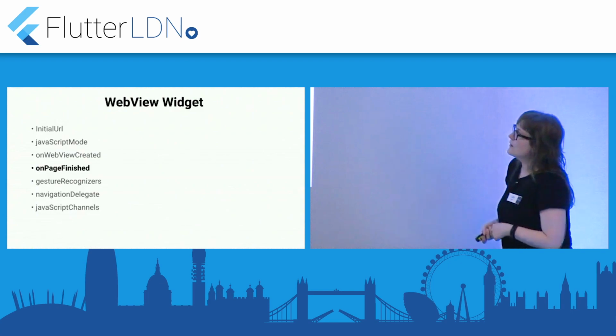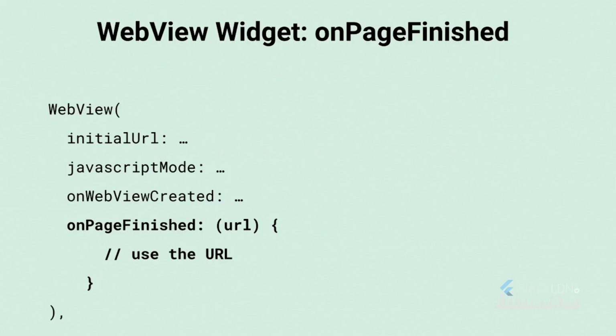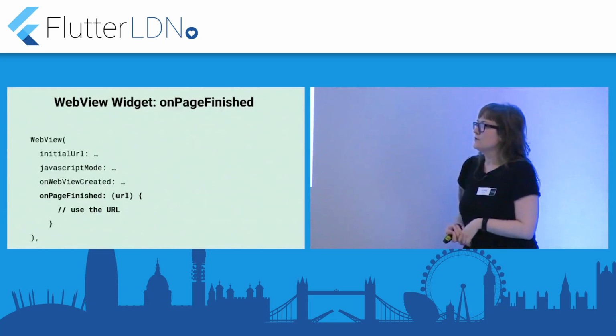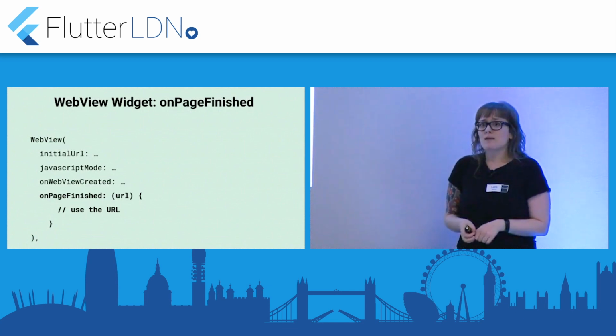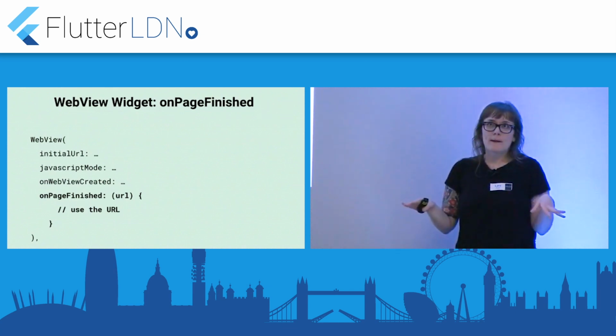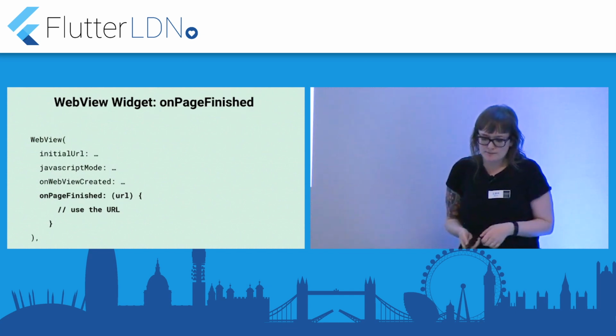Another callback would be onPageFinished. Again, it already tells you what it's doing. This is basically receiving the URL that just loaded. So how can you use that? This gives you the URL of the website that just loaded, so you can use it, for example, to change the UI. Let's say you are showing a progress bar and you want to hide it once the page has finished loading. That would be a use case.